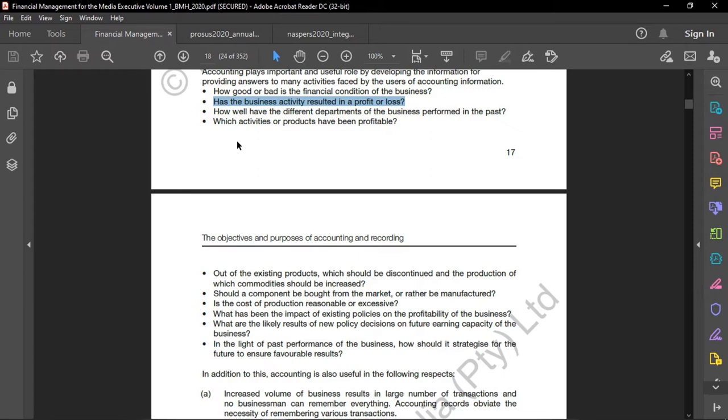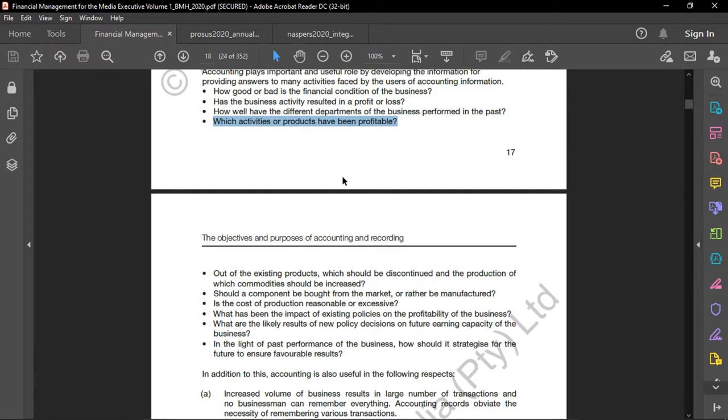So, for example, which activities or products have been profitable? That's a business decision. So, are you just going to guess which of your products are profitable? Or are you going to guess which products you should continue making? Are you going to guess which products or projects you're going to start or build? Those are things you need to consider.